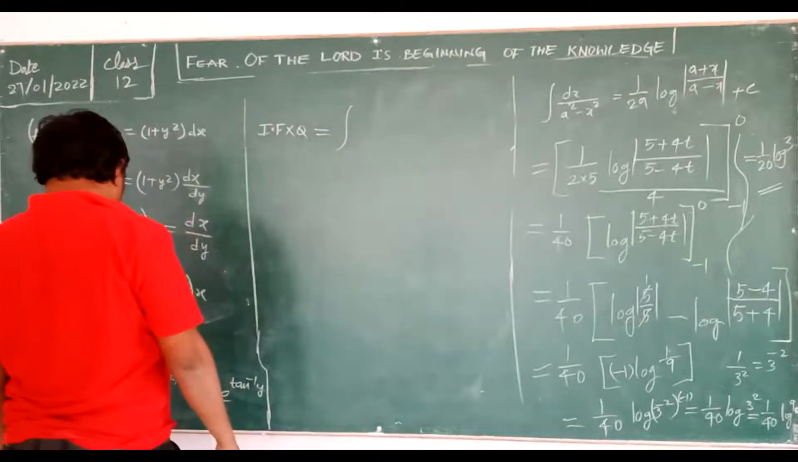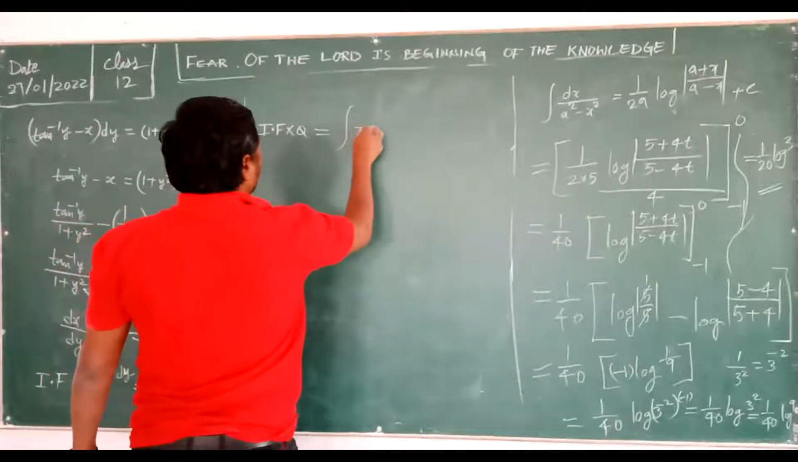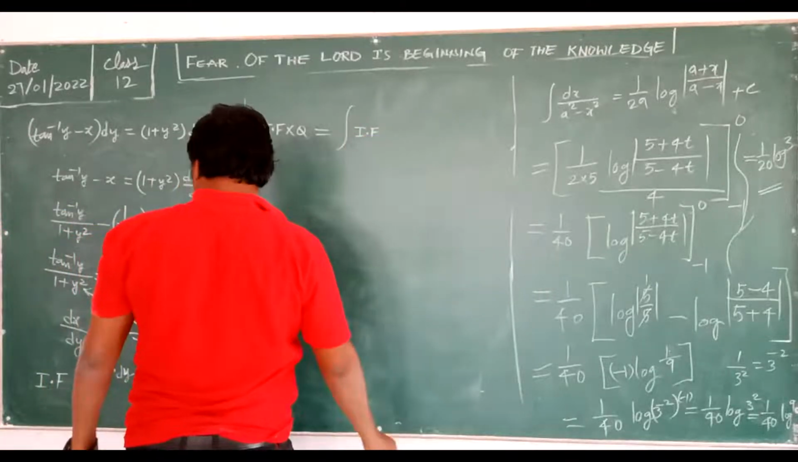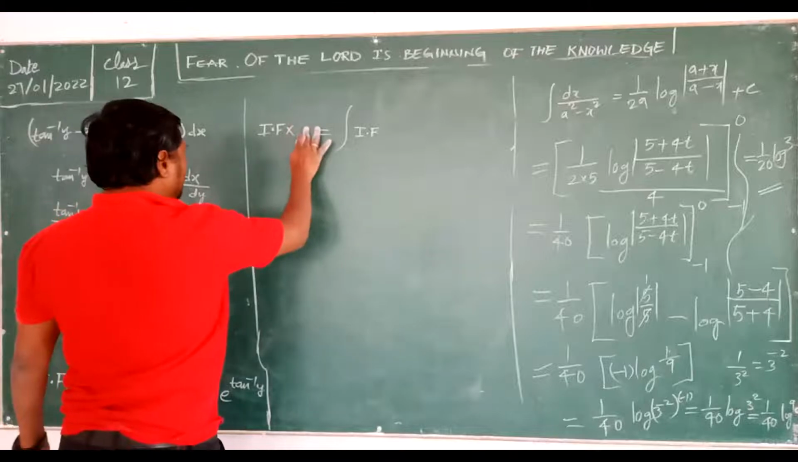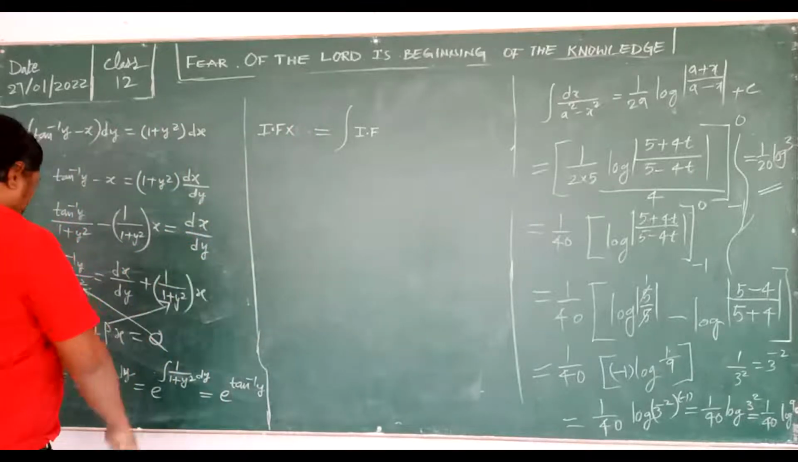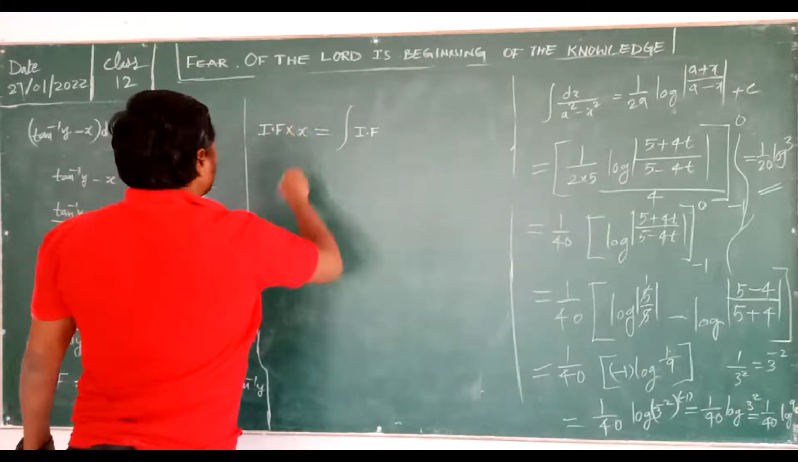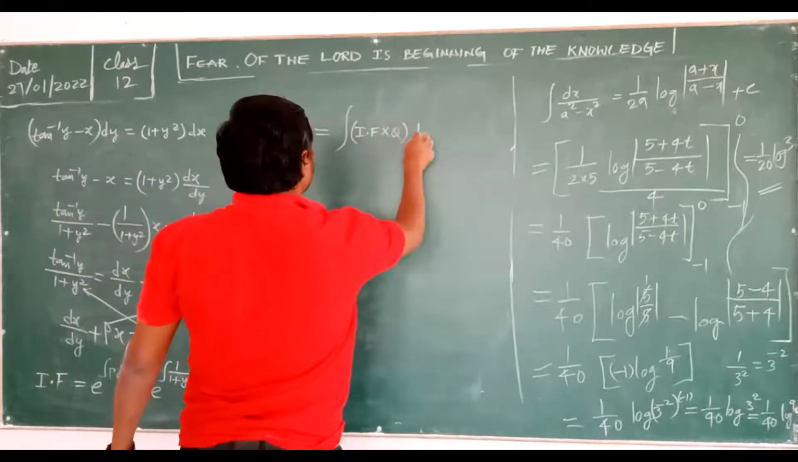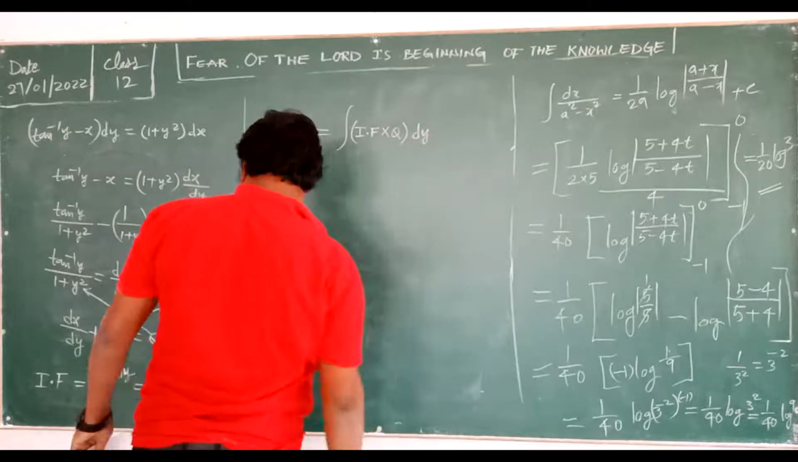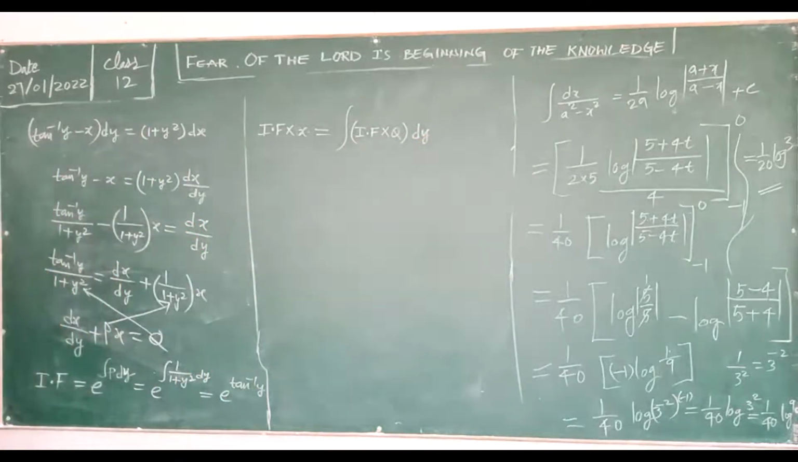Integral. So now you'll write here IF into... So first you need to write IF into x here, because here it is in the form of x, right? So IF into x is equal to integral IF into Q into dy. So let's see how we are going to solve this one. It is very important. If you have not understood, then everything is going to be zero for that.